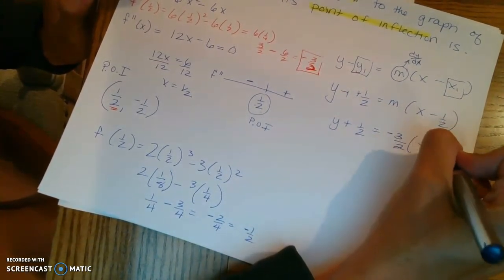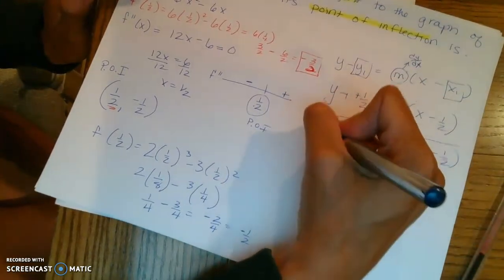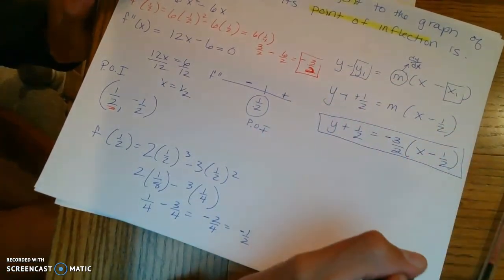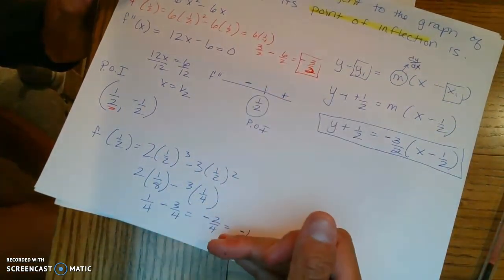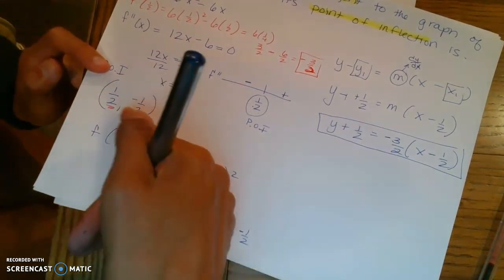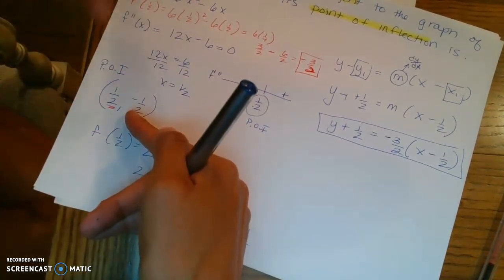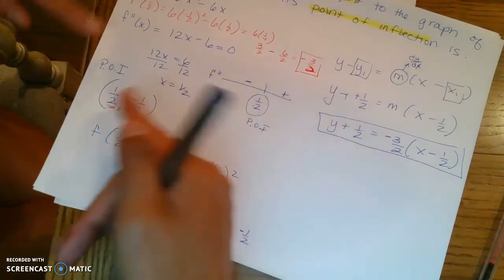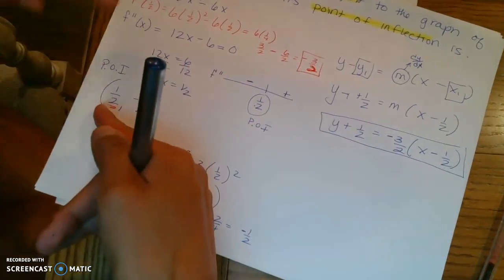All right, so that was a lot of work. Understand to find the point first, the point of inflection coming off the second derivative, finding the y value using the original, and then finding the slope at that x value of the point.